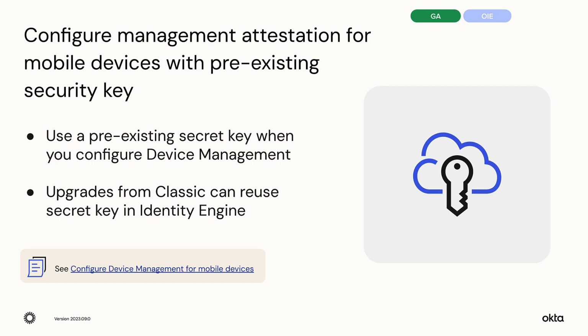Configure management attestation for mobile devices with pre-existing security key. You can now use a pre-existing security key when you configure device management for mobile devices. If you upgrade from Classic Engine, you can reuse your secret key in Identity Engine.